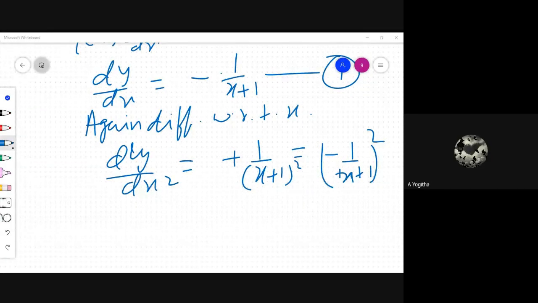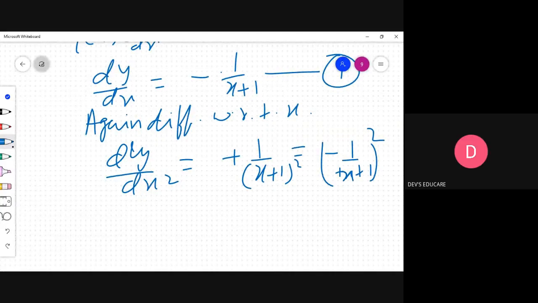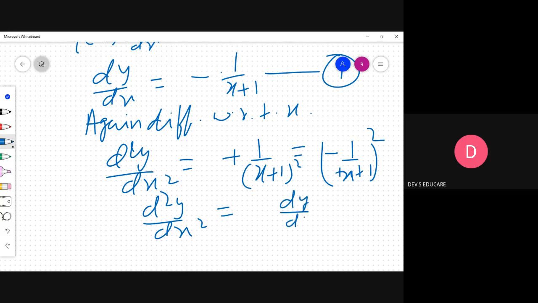So don't we do u by v? Yeah, see, 1 by x ka derivative, we do minus 1 upon x square. Yes, sir. That's why. No need to do a quotient rule. However, you do the same, you will get the same result. Yes, that doesn't affect. So, d2y by dx square equals to minus 1 upon x plus 1 is dy by dx actually. So, whole square. And that we wanted to prove, and proved.